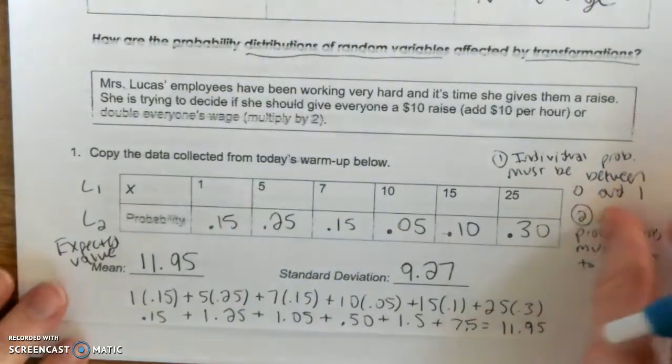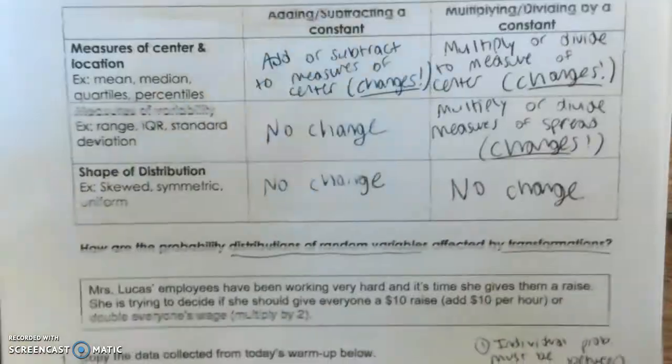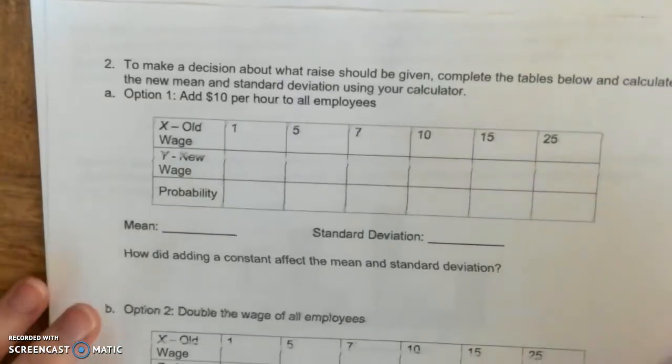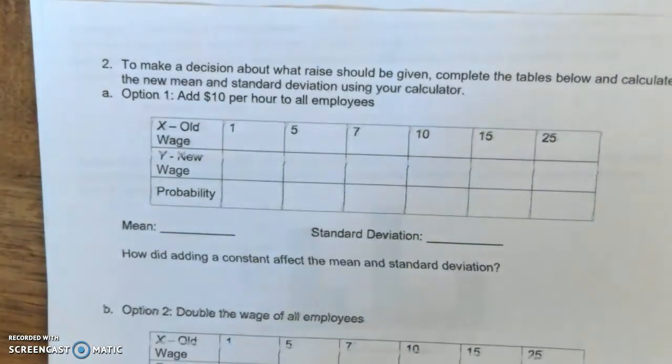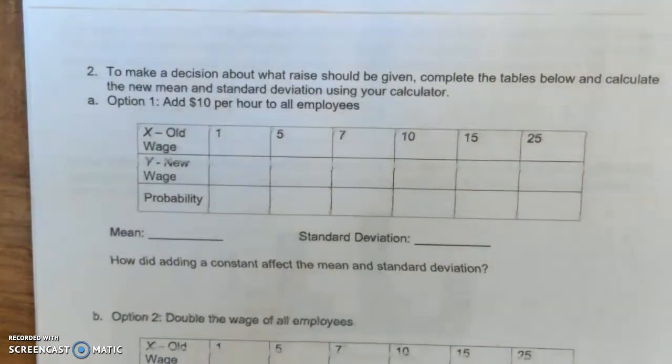All right, now let's get to the business of adding or subtracting by a constant. So, I want to give our employees a raise. What raise should be given? We're going to complete the tables below and calculate the new mean and standard deviation using the calculator. So here's my first idea for a raise. I'm going to add $10 per hour to every employee.